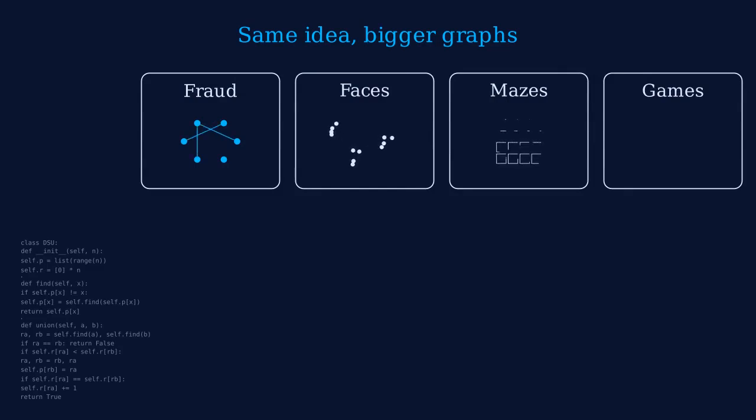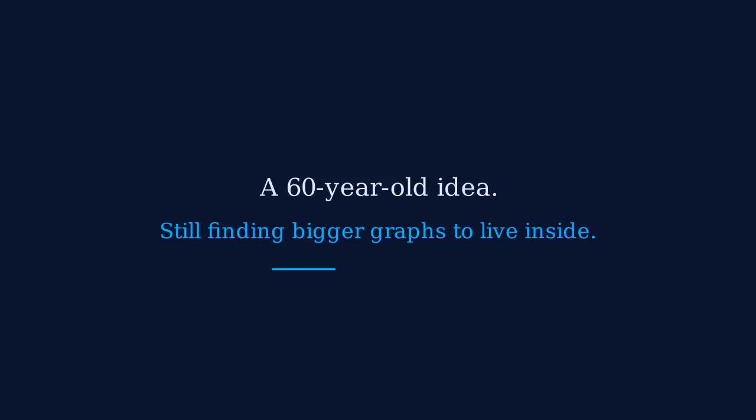A 60-year-old idea about equivalence classes, born in a compiler paper, now silently arbitrating who shows up at the top of your screen. That's the strange beauty of algorithms. The small, elegant ones never really retire. They just find bigger graphs to live inside.